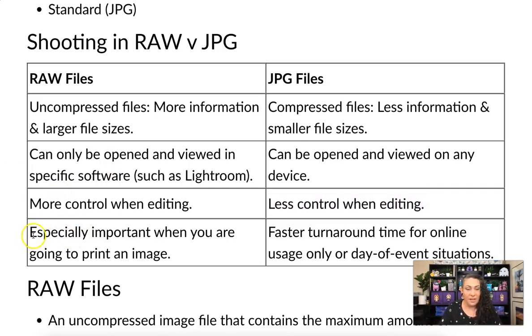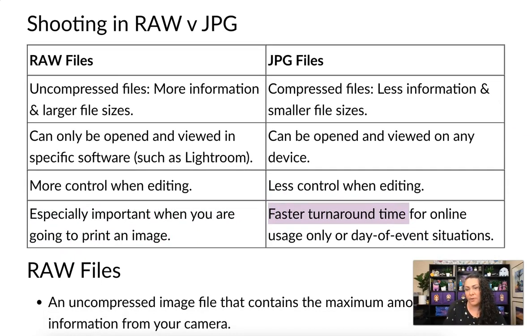So RAW files are especially important when you're going to print an image, because you have all that extra information in there. But JPEGs do have a faster turnaround time, and this can be more important for online usage. So if you absolutely know that you're shooting, let's say, an event, and you're only going to be posting the images online for your client or for yourself, and you're never going to print any of them, then shooting in JPEG might make more sense.